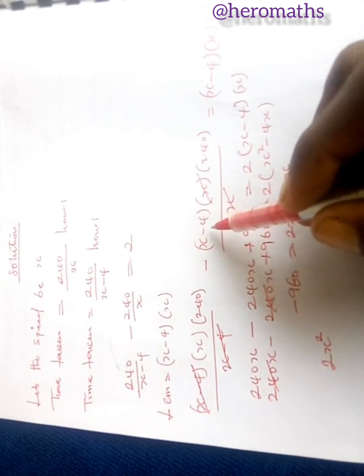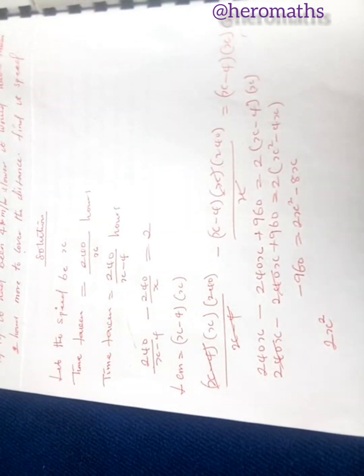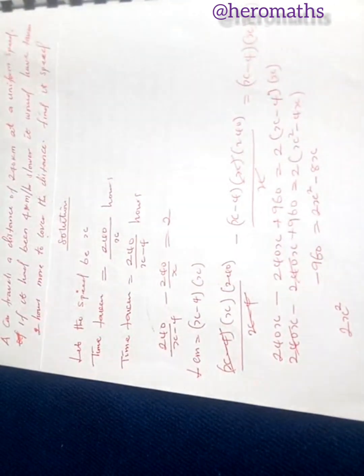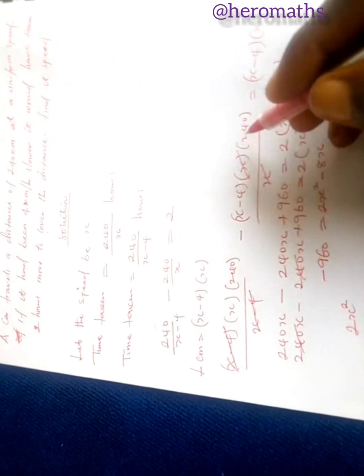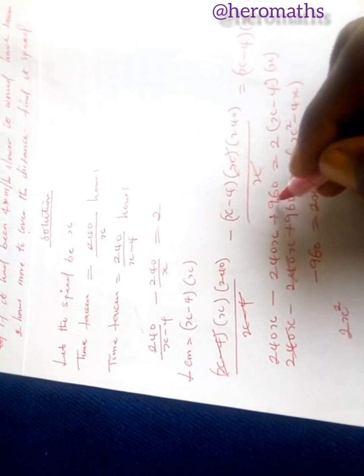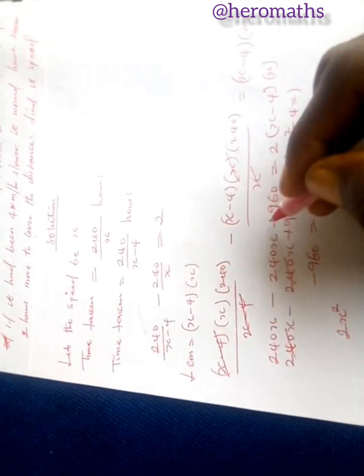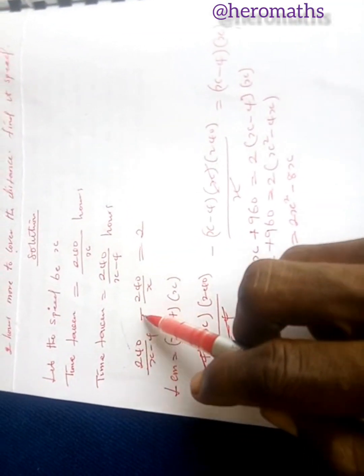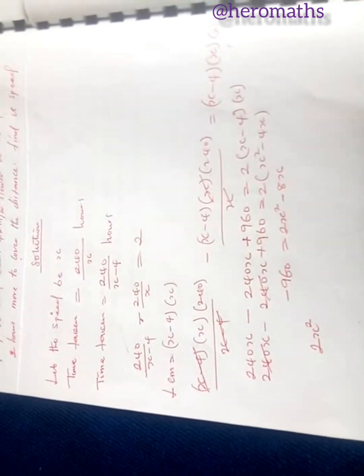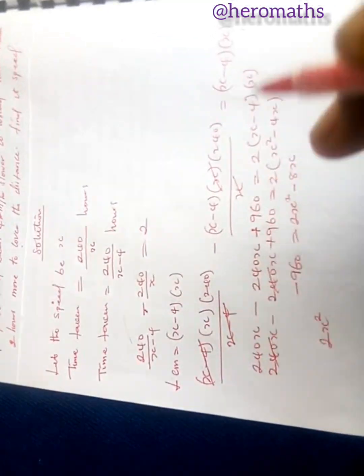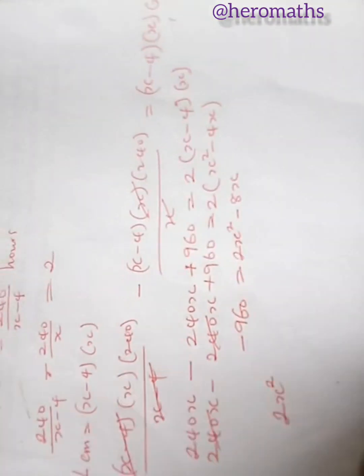Minus 4 times this will give us minus 960, and then times this, minus that here, will give us positive. That is why this is positive. This 240 was carrying negative already, so minus 240 multiplied by minus 4 will be plus 960. Wow, that is why we're having that.